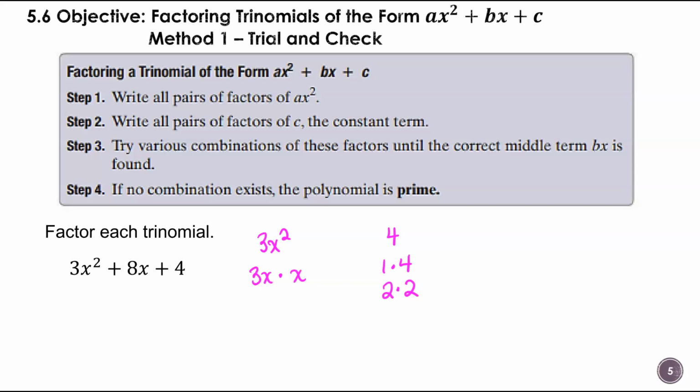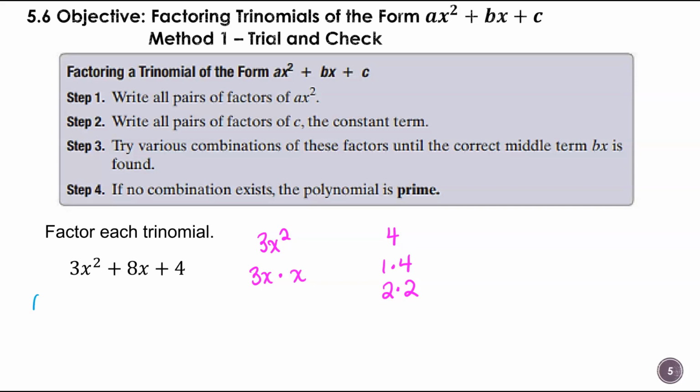Now it says try various combinations of these factors until the correct middle term is found. If no combination exists, the polynomial is prime. I knew it said that somewhere, that's why I was looking on the previous question. So the same thing could happen on this. If we can't factor it, we say prime, but don't give up too quickly. You don't want to say prime just because you didn't find them. Make sure you've checked everything. Okay? All right, so here's what we do.